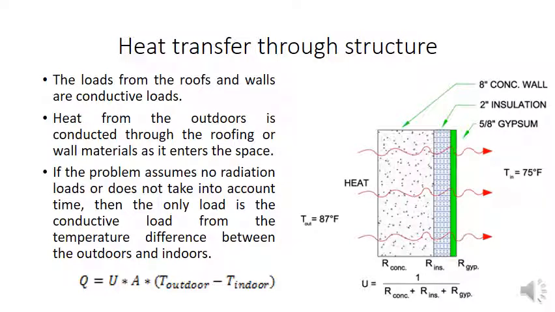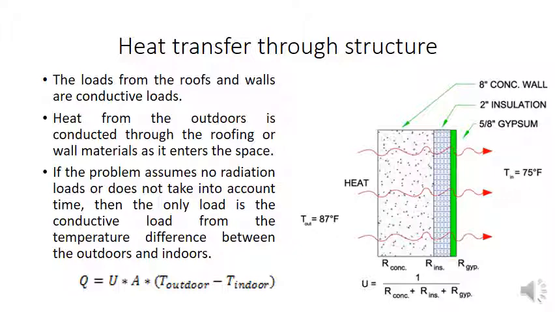This is a simple example of heat transfer through a structure. In this structure, one figure is shown with three different layers: concrete wall, insulation and gypsum, where heat is flowing from outside to inside. The outside condition, T out, is 87 degrees Fahrenheit, and T in is 75 degrees Fahrenheit. Based on that, we can calculate the overall heat transfer coefficient by considering the concrete wall, insulation and gypsum. So we'll calculate the total overall heat transfer coefficient, and then it can be used to calculate the load.